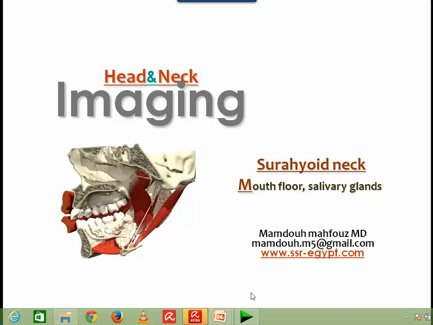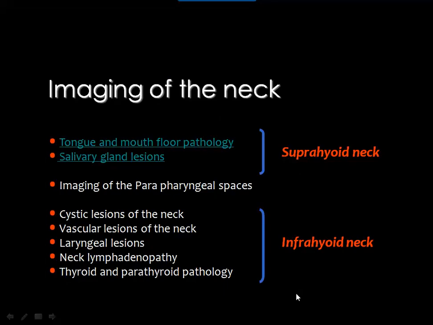Then in the infrahyoid neck, we deal with the rest of the structures I will mention in the topic of infrahyoid neck. You remember that I have discussed already the imaging of the salivary glands, and now I will try to discuss the imaging of the mouth floor. This is the usual division of the neck into the suprahyoid component, which includes the tongue and the mouth floor, as well as the salivary glands. And the infrahyoid neck will include these topics: the cystic lesions of the neck, vascular lesions, laryngeal pathology, neck lymphadenopathy, imaging of the thyroid and the parathyroid glands.